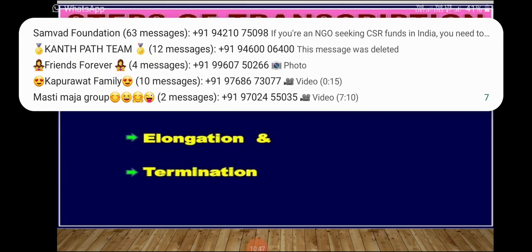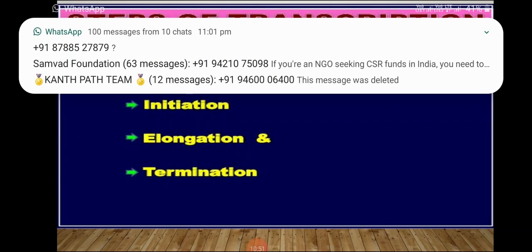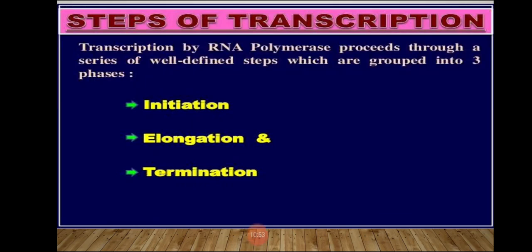Next are the steps of transcription. The transcription process is catalyzed by RNA polymerase, and it takes place in 3 steps: initiation, elongation and termination. These 3 steps we are going to study in detail in our next lecture. Thank you.